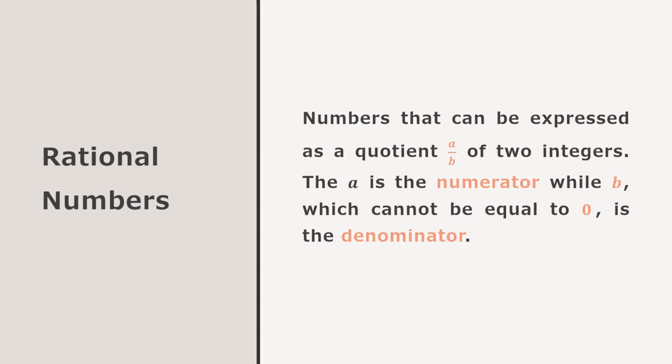Okay, when we talk about rational numbers, those are numbers that can be expressed as a quotient of a over b of two integers. So it's integers, okay? So the a is the numerator, while b, which cannot be equal to 0, is the denominator. So if you can express that as a fraction or a over b, it is a rational number.